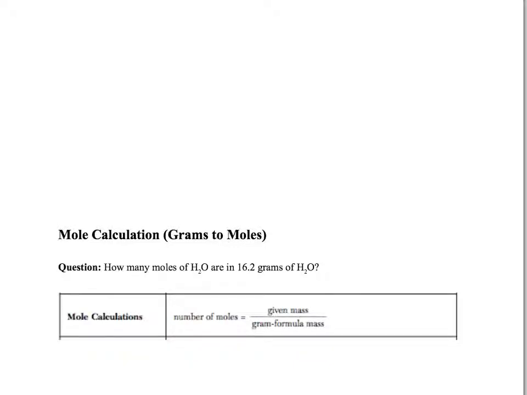This particular question is asking you how many moles of water are in 16.2 grams of water, of H2O. Now, when we're converting from grams to moles of a specific compound, we can use this formula given on Table T. The number of moles equals the given mass divided by the gram formula mass. Okay? Now the given mass is going to be the mass that they give you in the problem. In this case, it's going to be 16.2 grams.